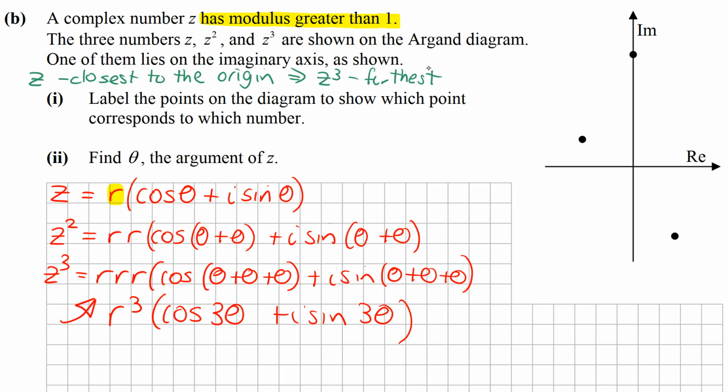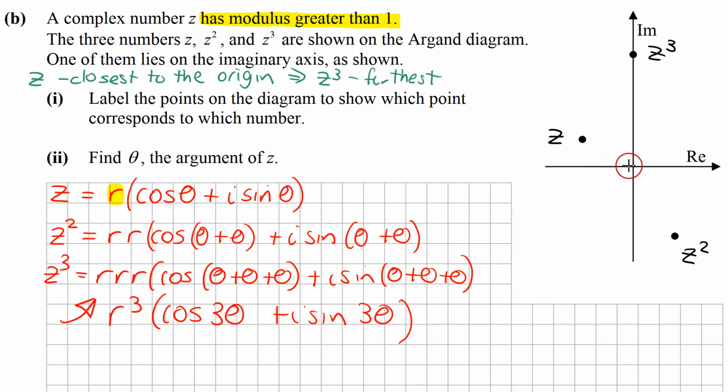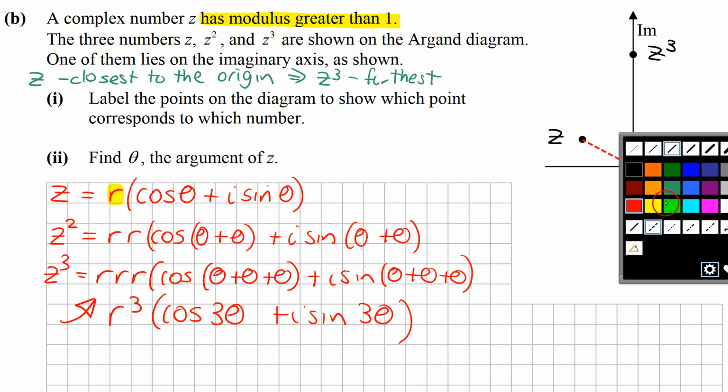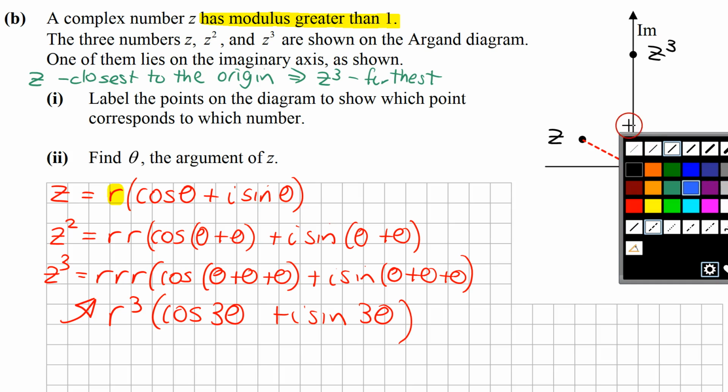Okay, so marking these in, this must be z because it's the closest to the origin. This must be z squared because it's further from the origin, and this must be z cubed. Now I'll just dot those out. So my first one here is z, then I have my next one, z squared, and finally my next one, which is z cubed.